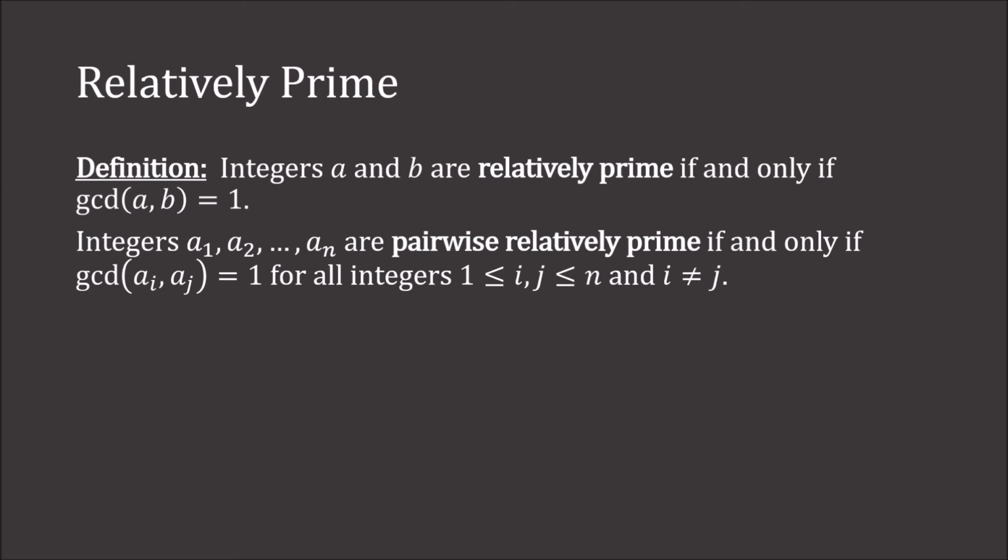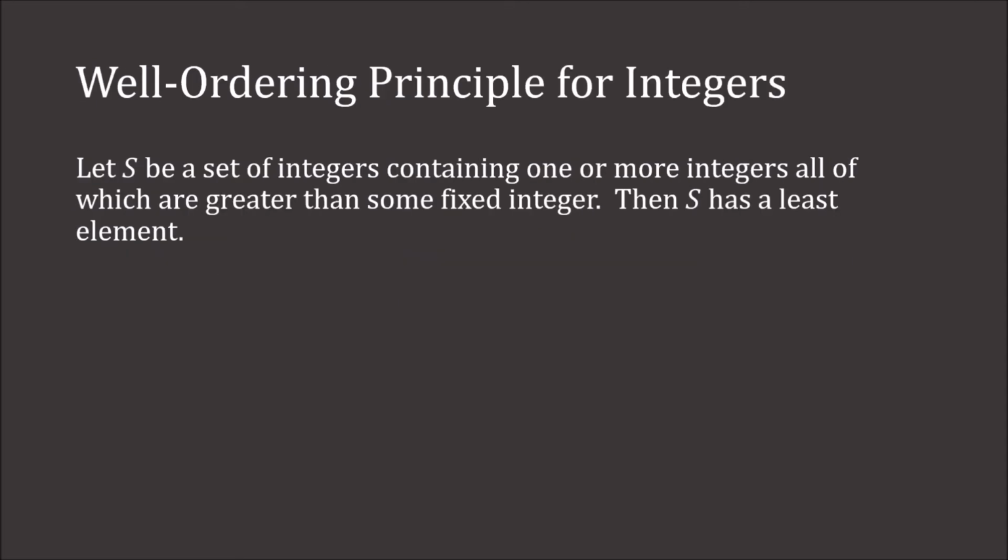We are also going to need the well-ordering principle for integers. Let S be a set of integers containing one or more integers, all of which are greater than some fixed integer. Then S has a least element. So there's a smallest element.